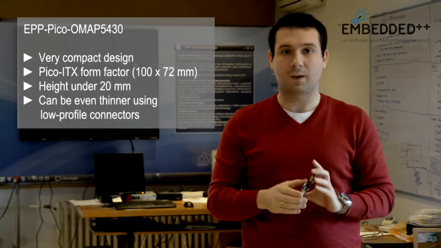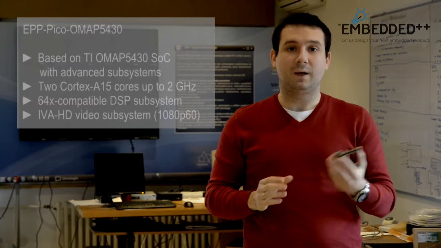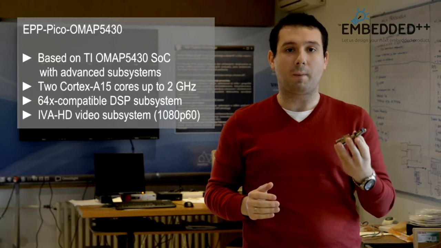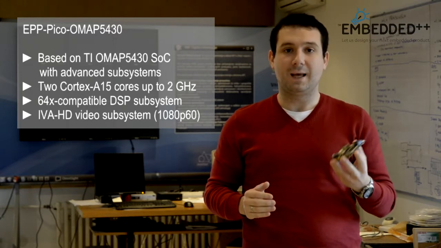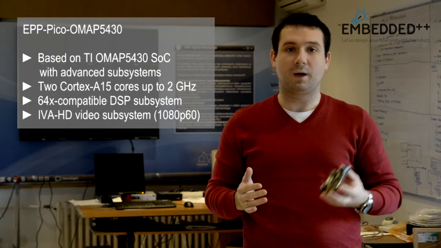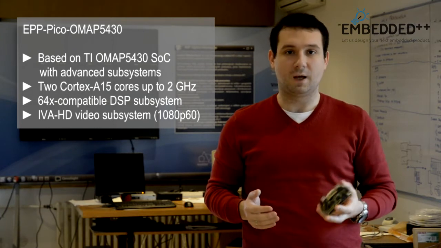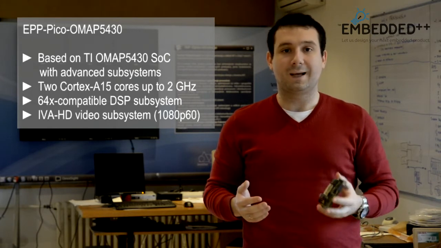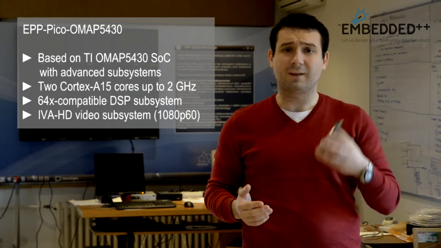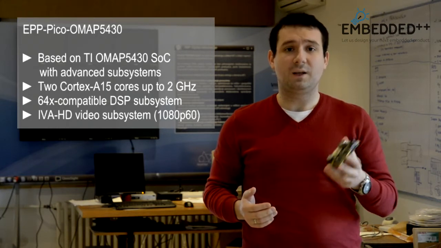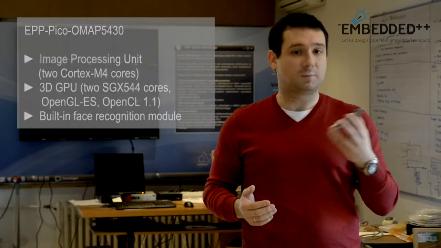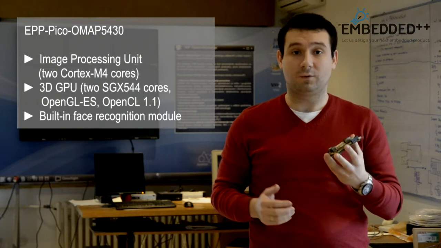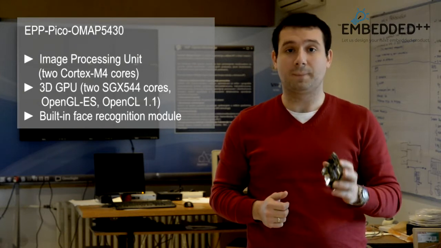On the performance side, the board is driven by high-performance multimedia application platform OMAP5 from Texas Instruments. It is a very powerful system on chip with numerous advanced subsystems. First of all, there are two ARM Cortex A15 cores, then DSP C64x subsystem, HD image and video accelerator, image processing unit, 3D graphics processing unit, and many others. One of the most interesting features is a face recognition module.